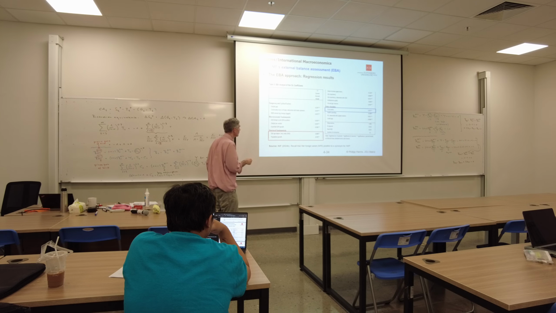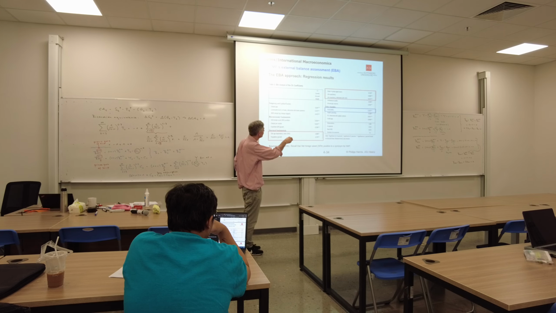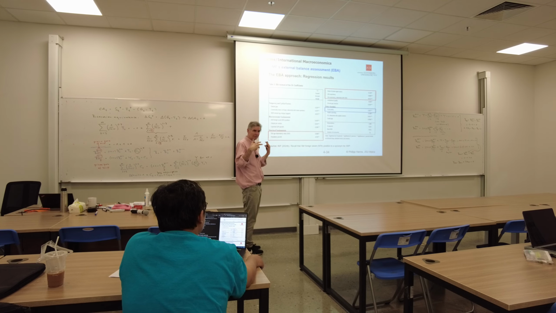Then you have all those demographic variables in here. You have population growth, the old age dependency ratio, the share of prime age savers, and life expectancy interacted with the OAD. Demographic variables affecting the current account balance. That's exactly what we were talking about this morning.